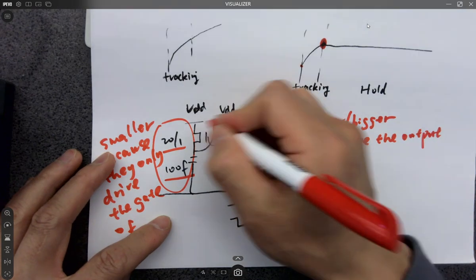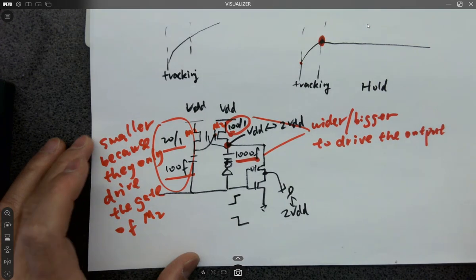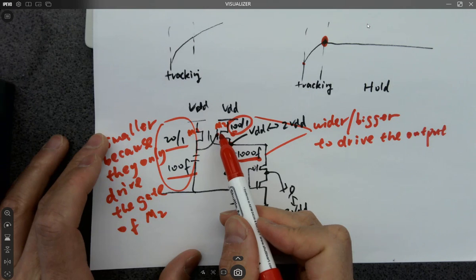If this is M2, this is M1. It just needs to turn it on. So not really running DC current.